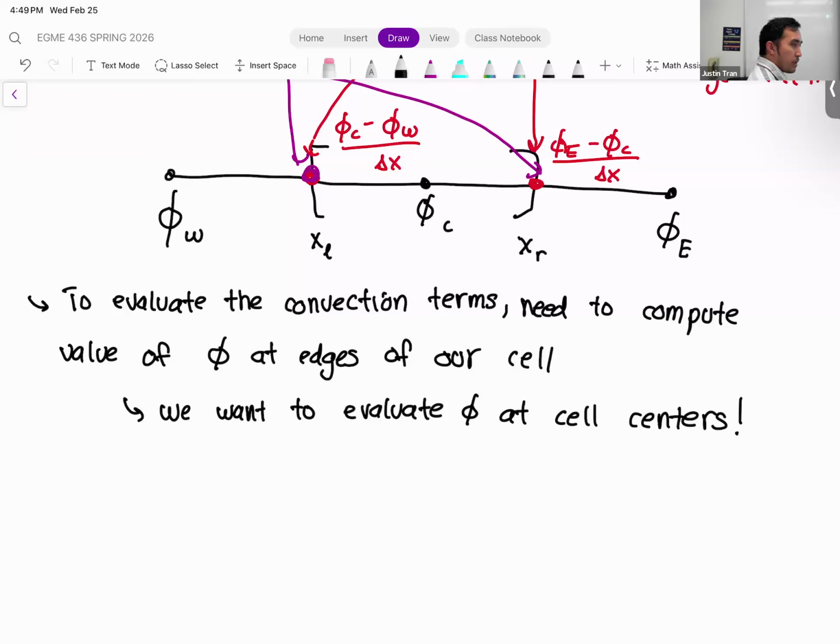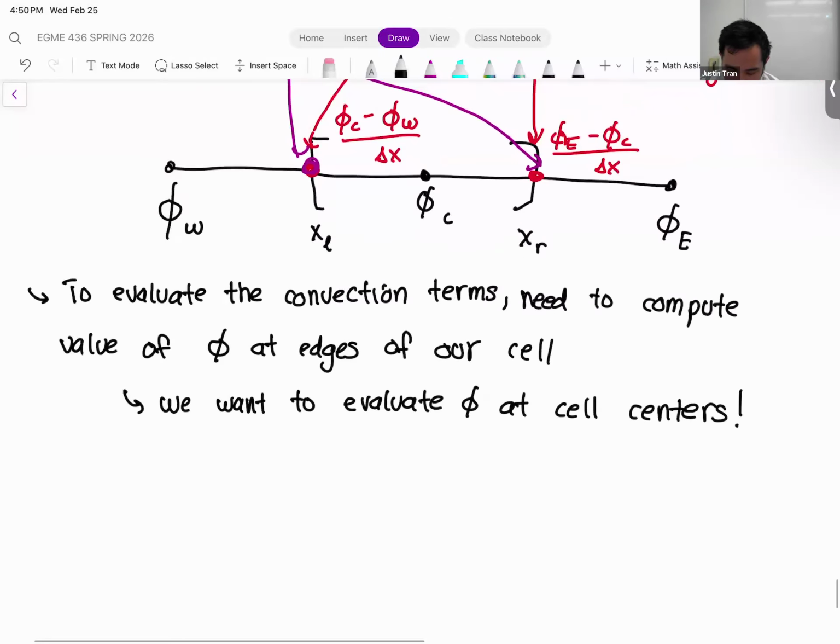All right, so we're going to need some way to reconcile these two points, where our equation is demanding that we evaluate phi at the cell edges, but the way we're discretizing, the way we want to store the solutions, the way we want to do our computations, we only want to evaluate phi at the cell centers. Okay. So let's see how we can rectify that.